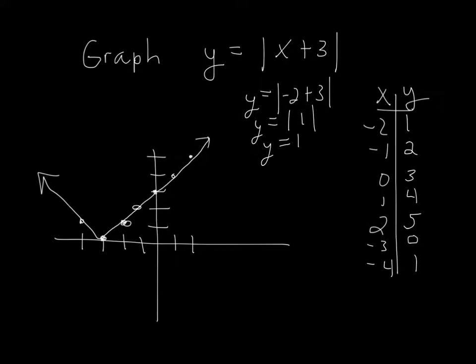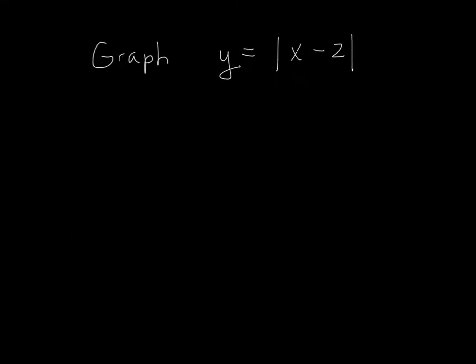Well, let's see what happens on the next one. So what if I put a minus inside of the function? It's going to move it to the right. So all you really need to do is go to the right 2, put your vertex there, and then you know it's a V because it's absolute value. And the number in front of here is still 1. That's kind of like your slope. So it's still just going to be up 1 over 1, and then up 1 over 1 like this.